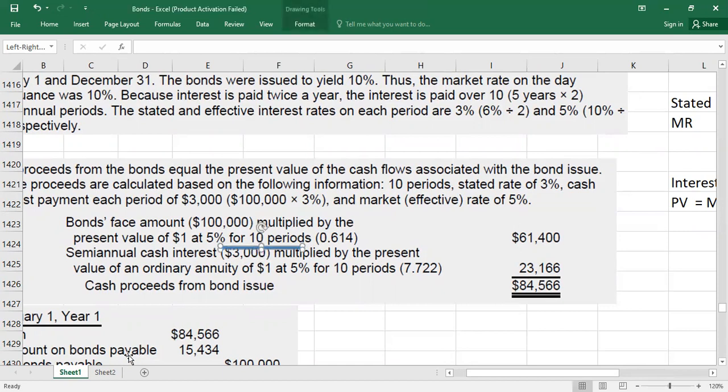So 5 years times 2, you will get 10 periods. So you can look from here. You can see here the present value factor is 0.614. Let me show you from the table.